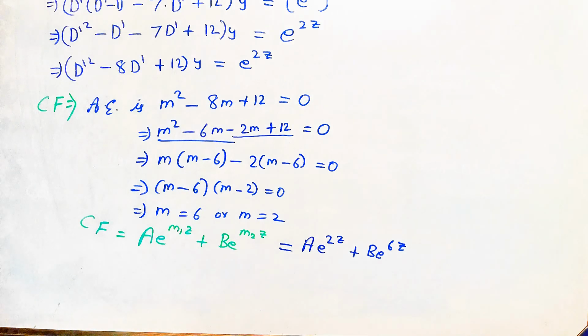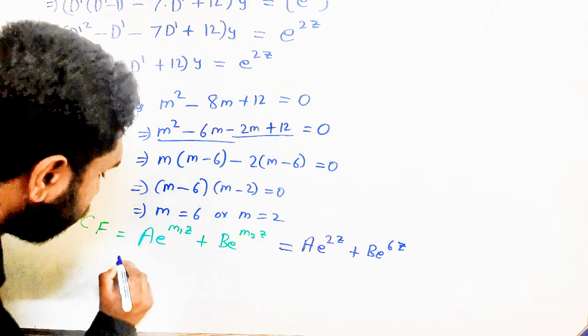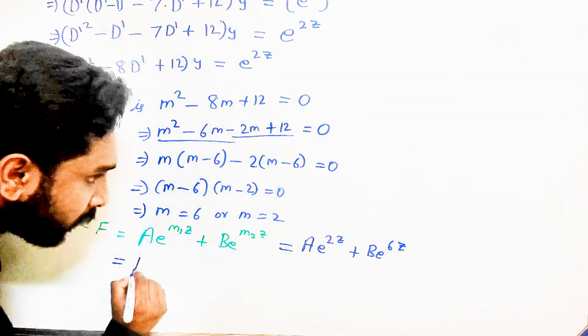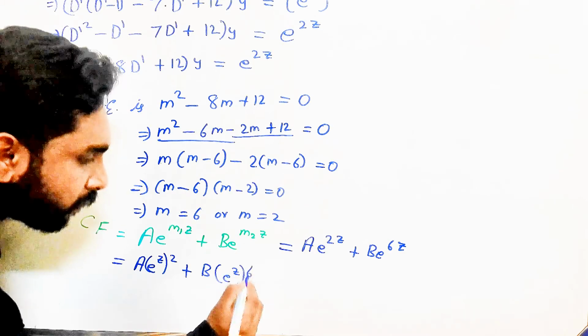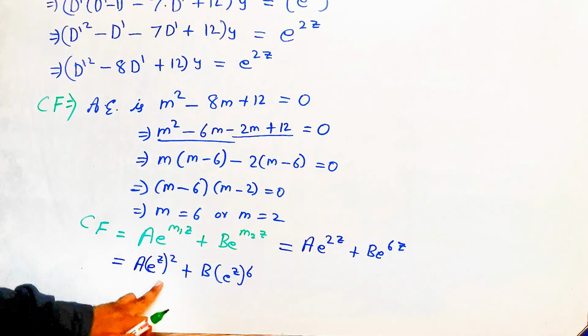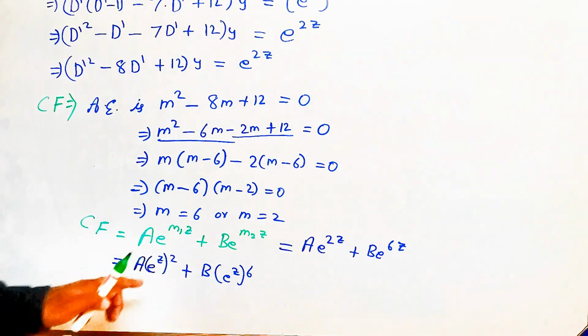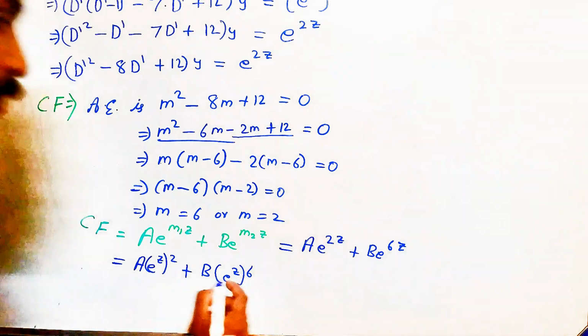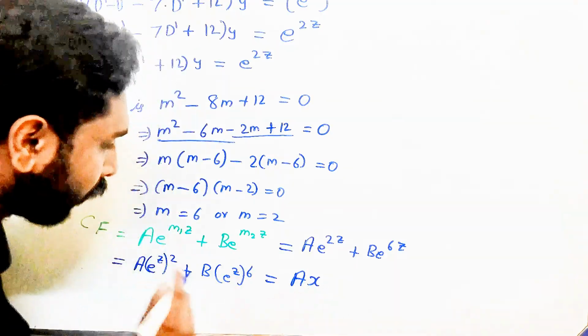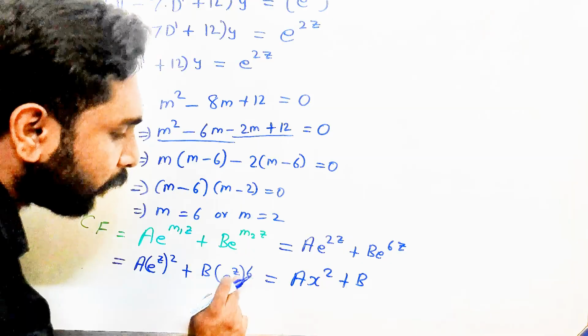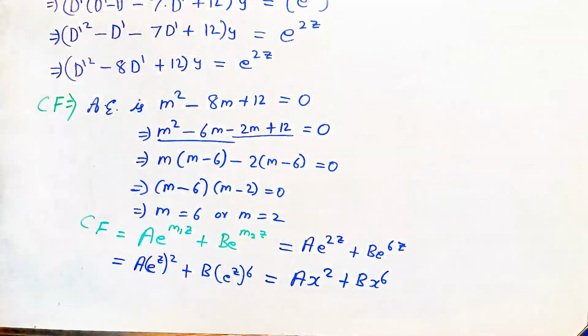So this is it. And now, by writing the powers in this format, you can write it as a into e to the power of z whole power 2 plus b into e to the power of z whole power 6. I am writing this in this format to apply the formula, because we can replace e to the power of z by x, because we know x is equal to e to the power of z. So replacing, we get a x square plus b x power 6. So this is the complementary function by using the Euler's type. Fine.